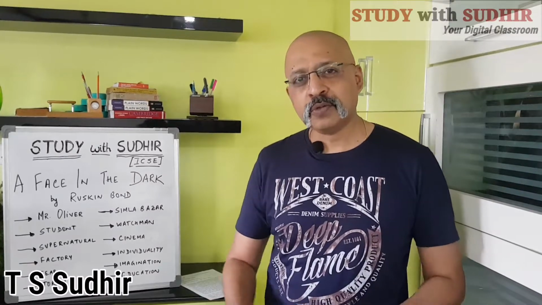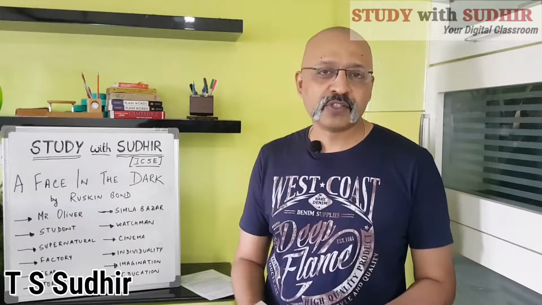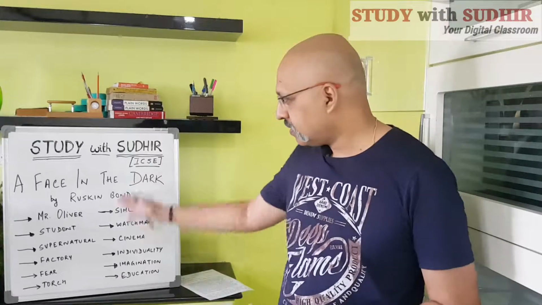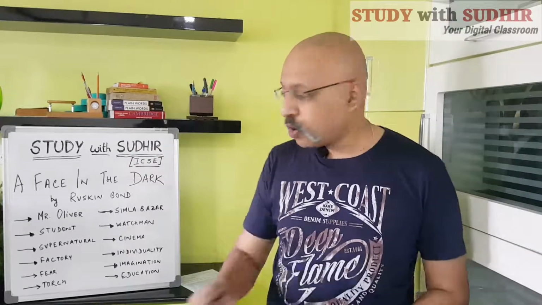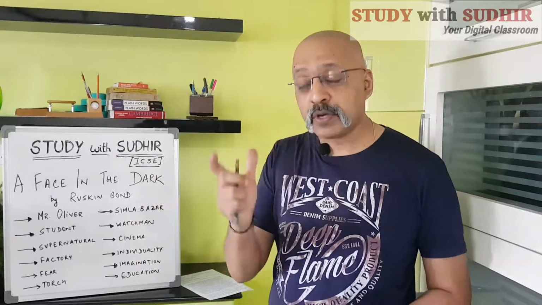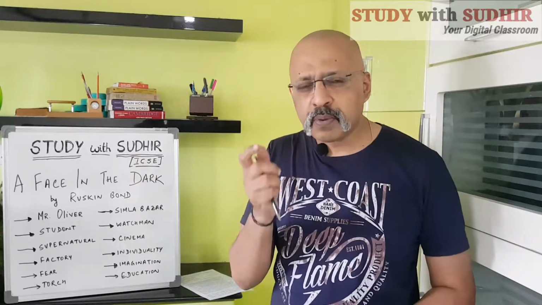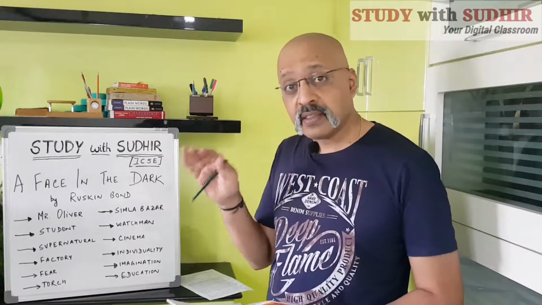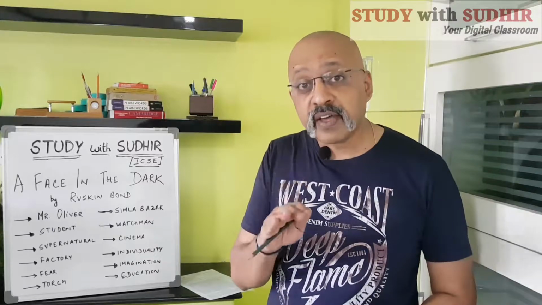Today we are going to read and understand a story by one of the most prolific authors from India, Ruskin Bond. The story is called A Face in the Dark. The moment you hear the title, you'll probably get some kind of idea, because it's a very intriguing title. How do you see a face in the dark?